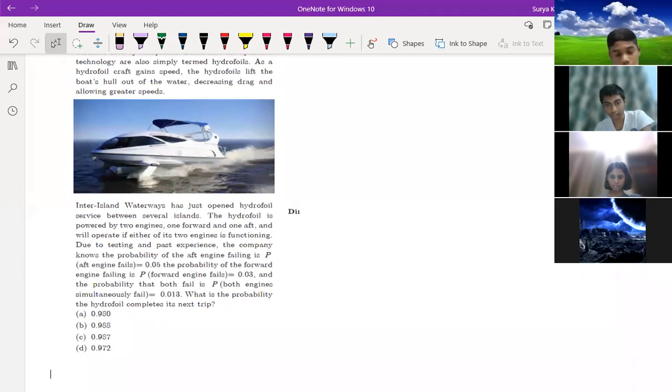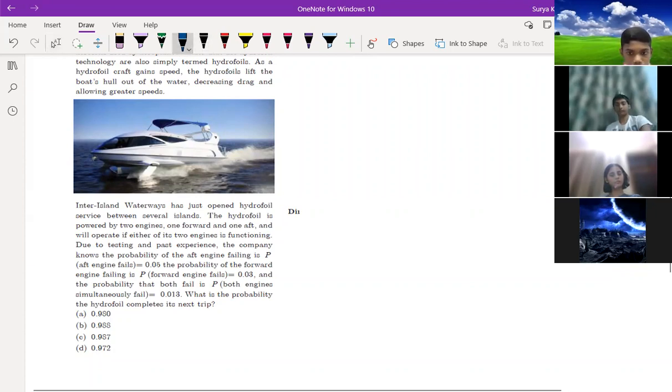This is PUC first level, which means you already know it from 12th class. You should find it like this. What is the probability that the hydrofoil completes its next trip?